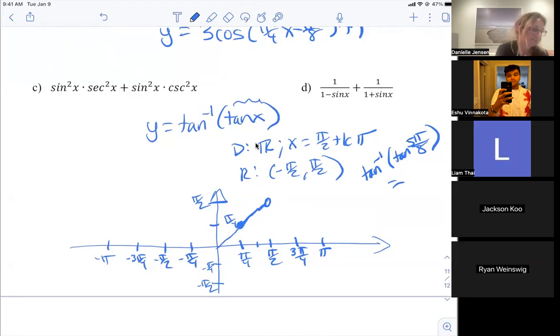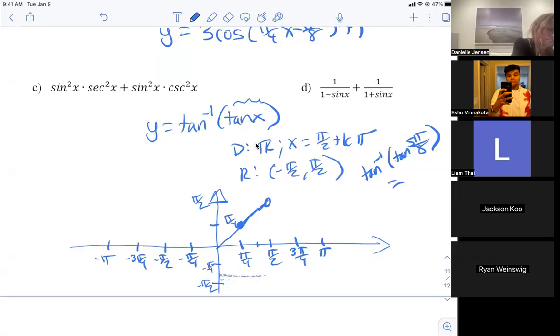Would it be negative 3 pi over 8? It would be negative 3 pi over 8. Exactly. And negative 3 pi over 8 is, where is that? It's down around here, technically right before negative pi over 2. So if I put in 4 pi over 8, that's halfway there.